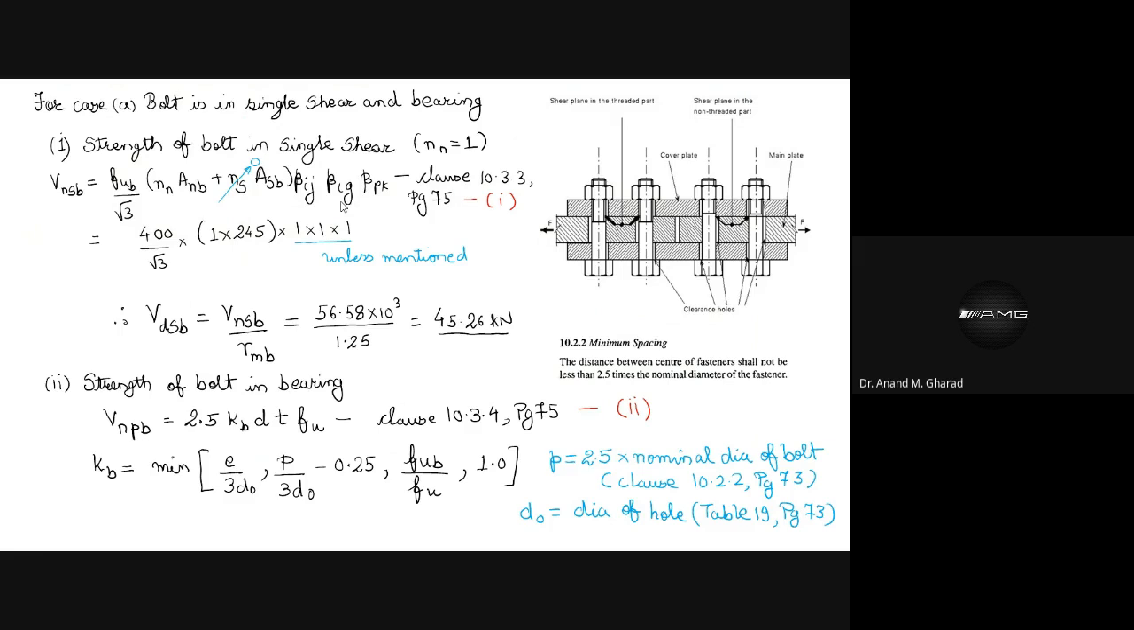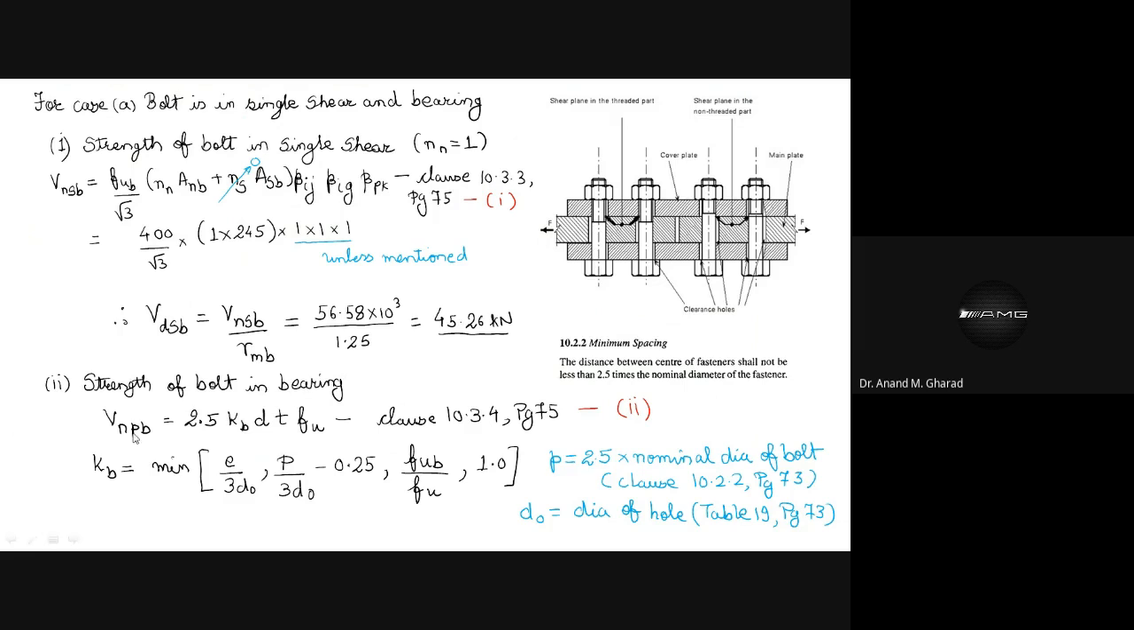Remember, whenever you prepare some report, while report formation, make sure that everything is mentioned everywhere, every time. There should not be any kind of lacuna. Everything should be mentioned. So anyway, I hope you have understood this explanation till the calculation of strength of the bolt in single shear. Now let us see how to evaluate the strength of the bolt in bearing.